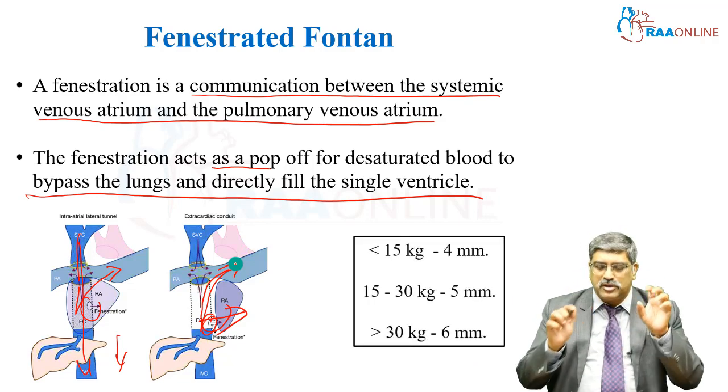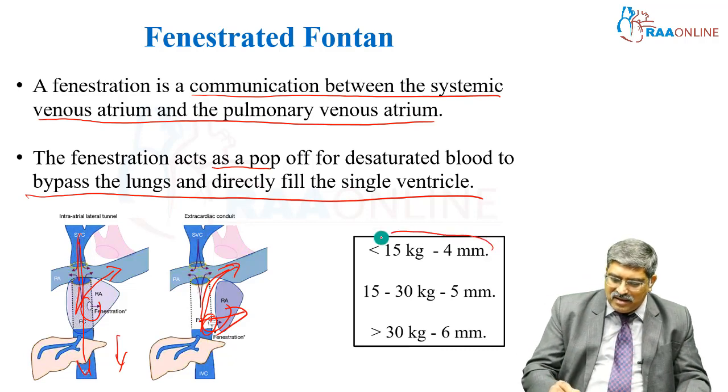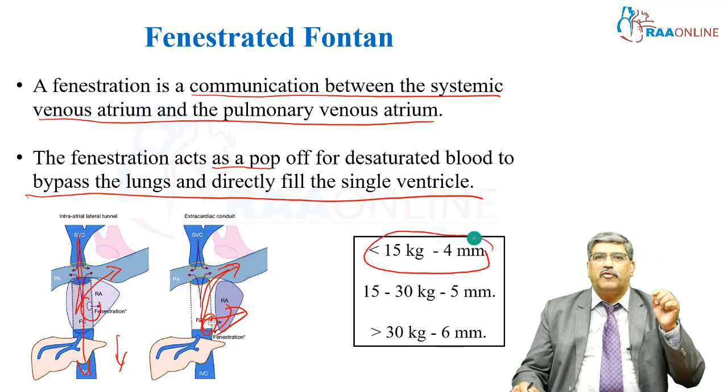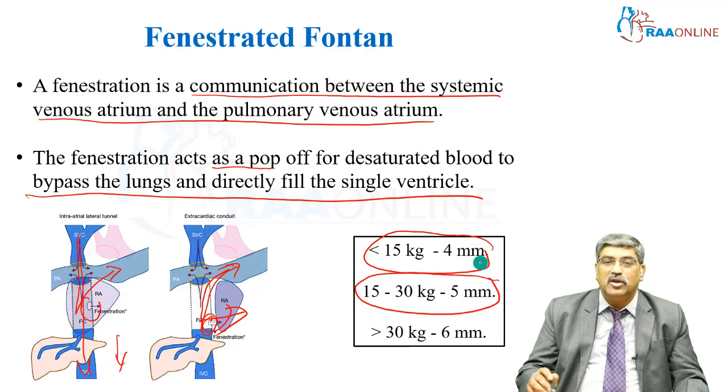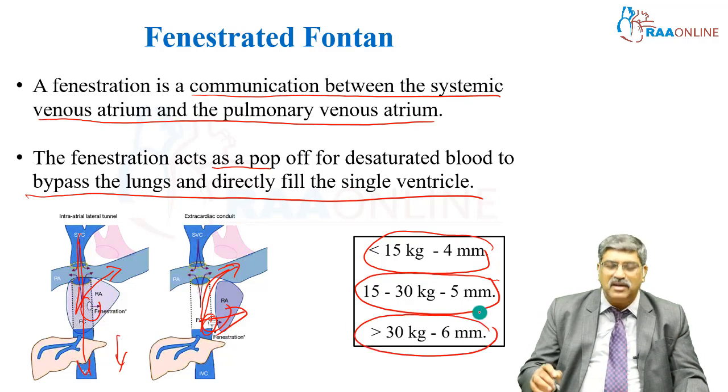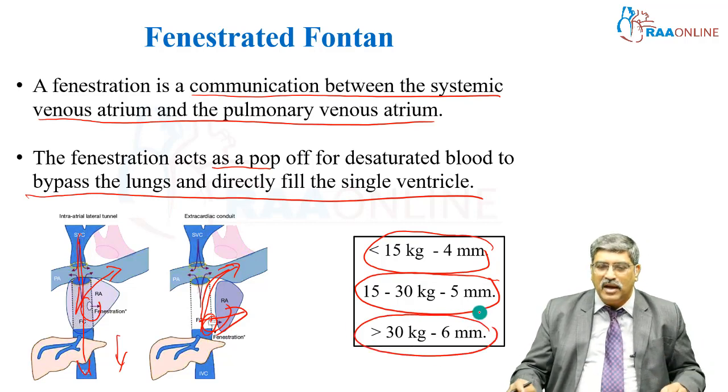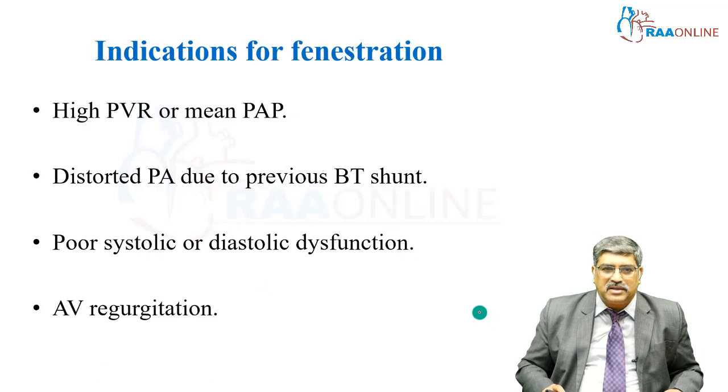So how much fenestration is to be created? Less than 15 kgs, you go for a 4 mm fenestration. Between 15 to 30, you go for a 5 mm fenestration, and if the weight is greater than 30 kgs, you go for a 6 mm fenestration.